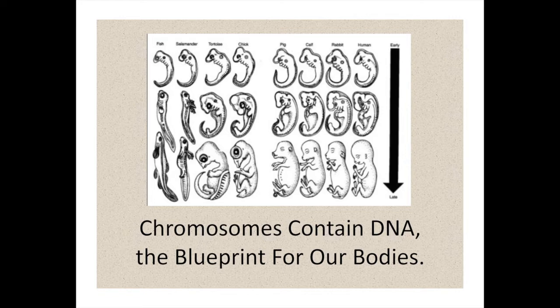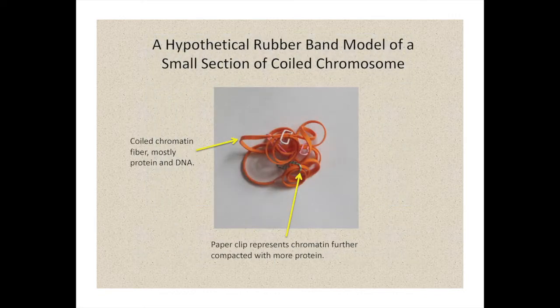Now, a lot can go wrong as these embryos develop from something that looks more like a fish until something that looks like a human being. A lot of things can go wrong, and all of that has everything to do with cellular differentiation, more specifically, chromosome differentiation. Alright, we talked about this last time.